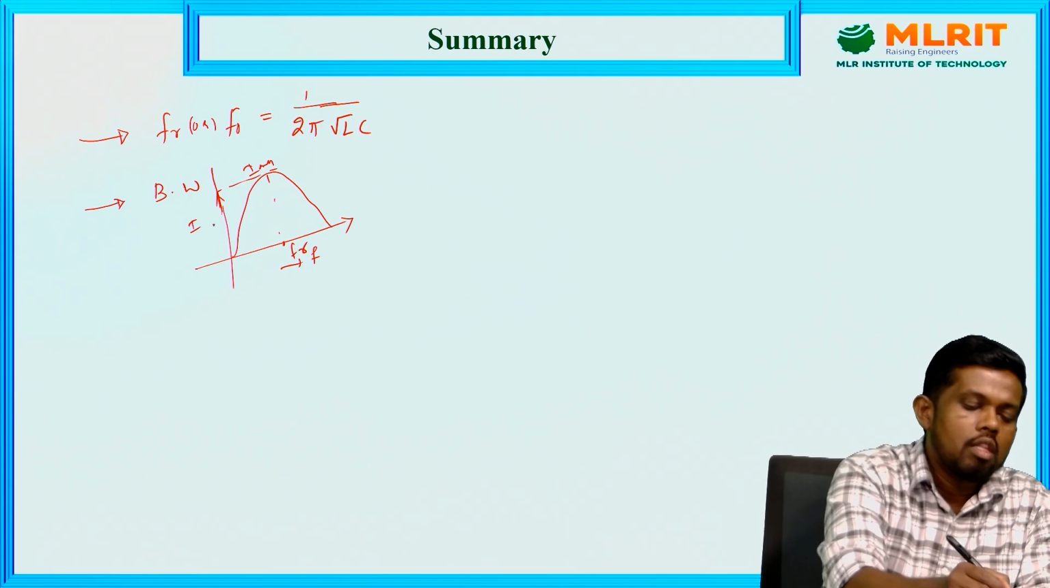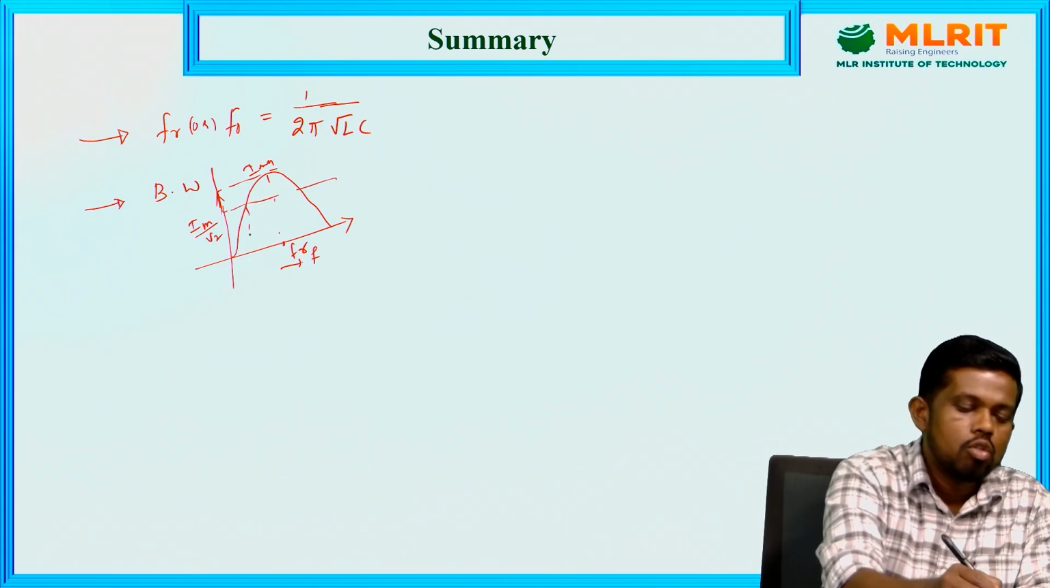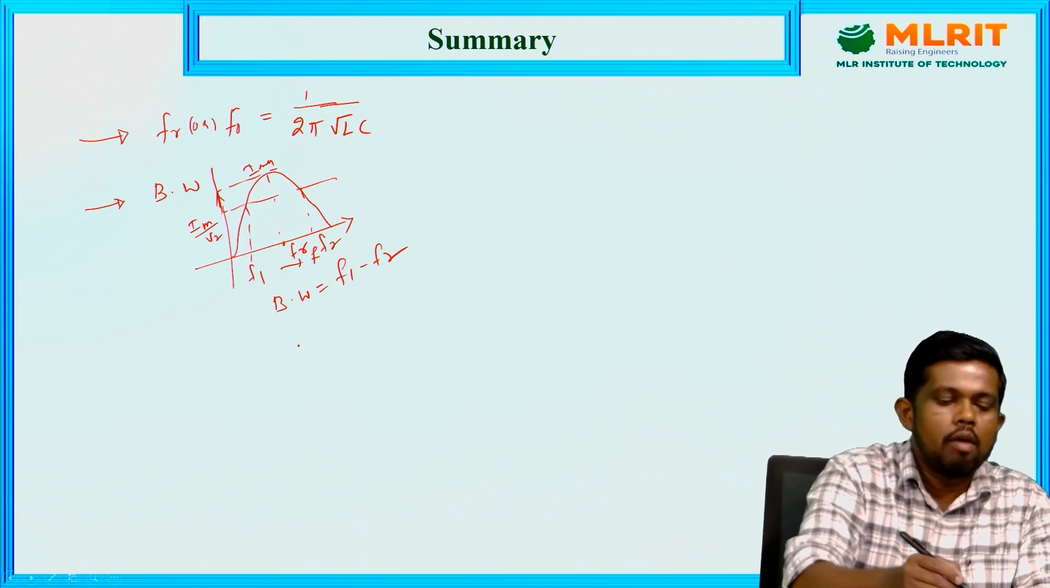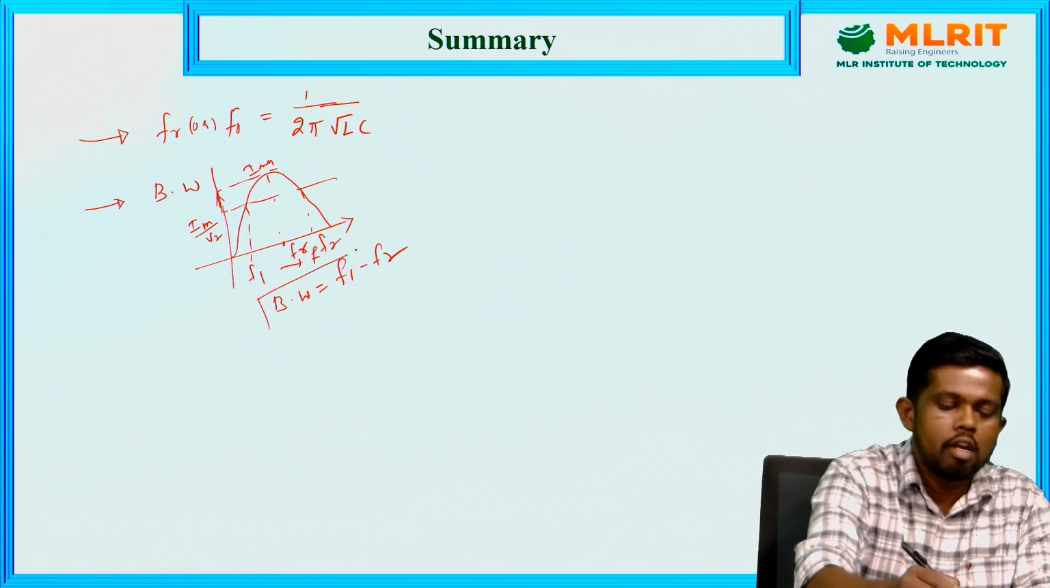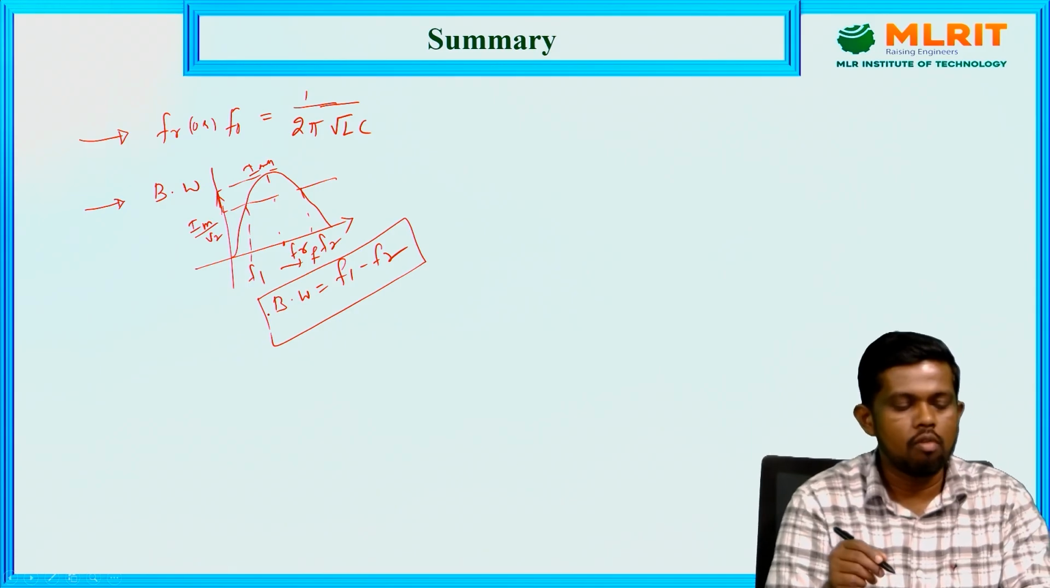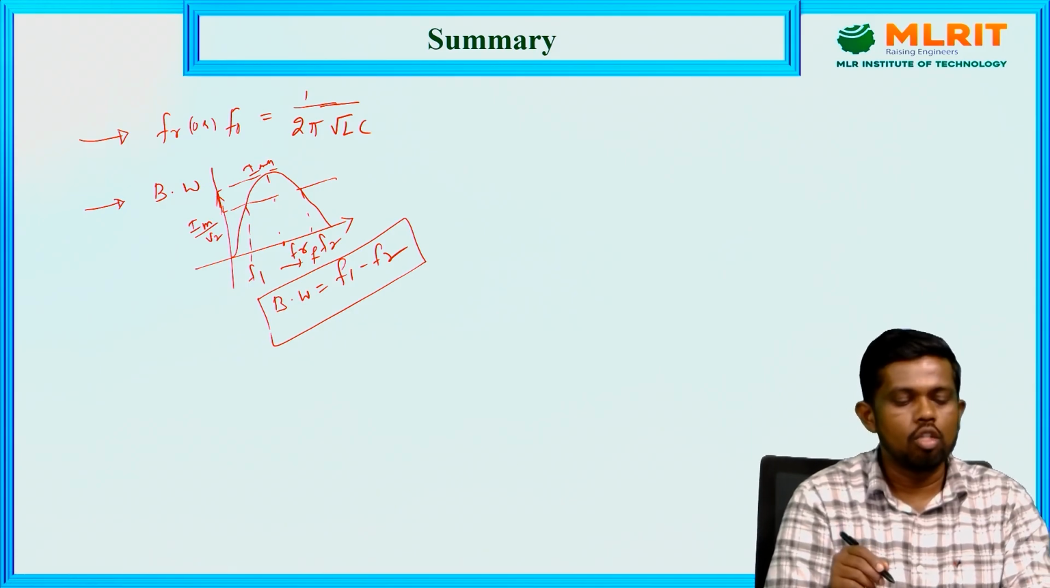Then, based on 70% of its value, we get the bandwidth. This is the lower cutoff frequency F1, and this is the upper cutoff frequency F2. Based on this, BW is equal to F2 minus F1. So this is the bandwidth, which we have clearly determined from the frequency curve of the network.